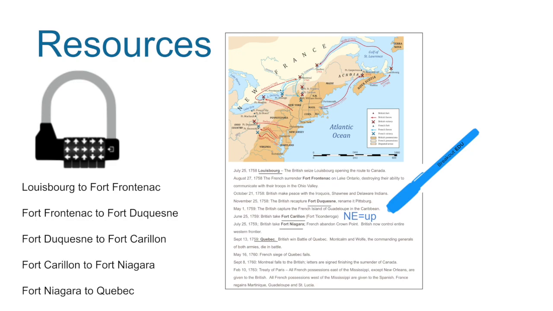So from Louisbourg to Fort Frontenac is left. Fort Frontenac to Fort Duquesne is down. Fort Duquesne to Fort Carillon, up. Fort Carillon to Fort Niagara, left. And Fort Niagara to Quebec is up. And when they unlock that, they will have broken out.